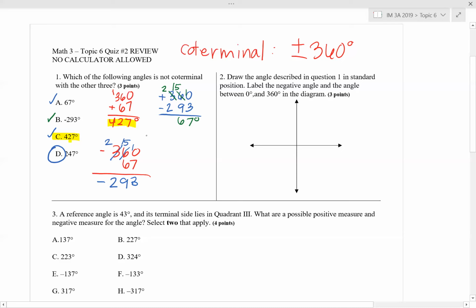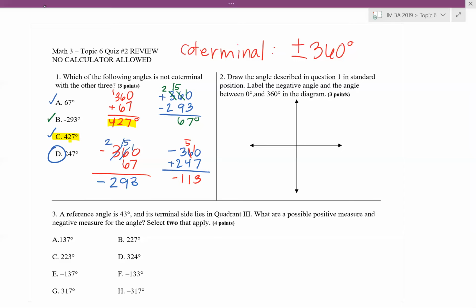So if I did 247 minus 360, 5 minus 4 is 1, I would have negative 113. And see how that's not any of the other angles in my options.